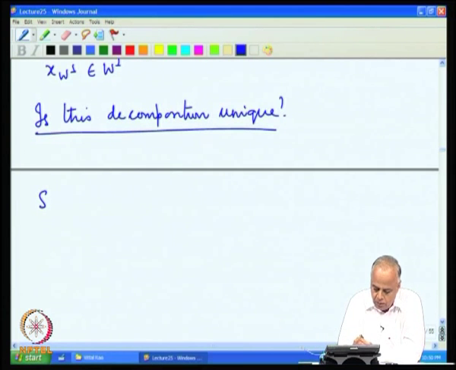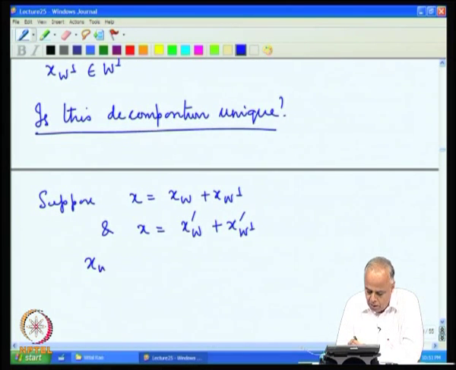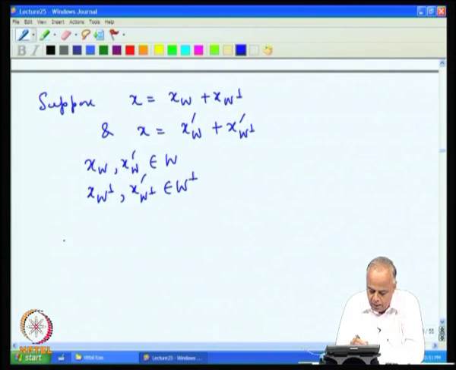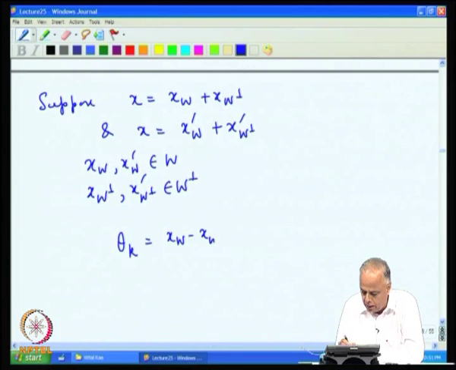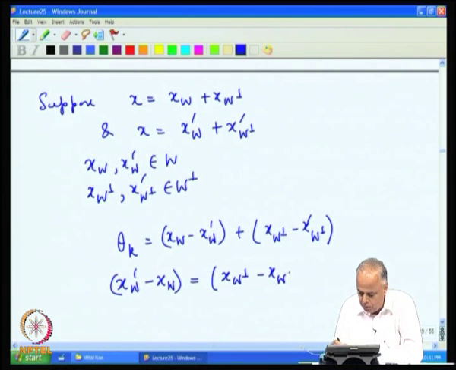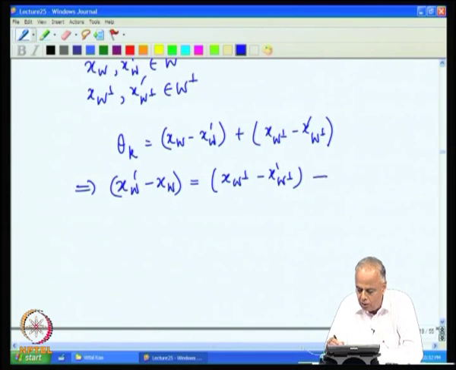So, suppose we have two decompositions. Suppose x is equal to x_W plus x_W perp and x is equal to x_W prime plus x_W perp prime, where x_W and x_W prime are in W and x_W perp and x_W perp prime are in W perp. So, we have two such decompositions of a vector x into a W part and a W perp part. Then subtracting, we get theta k is equal to x_W minus x_W prime plus x_W perp minus x_W perp prime. Or if we take one of these terms to the other side, we get x_W prime minus x_W is equal to x_W perp minus x_W perp prime. Now, what this says is this vector and this vector are the same. Let us call this common vector z.